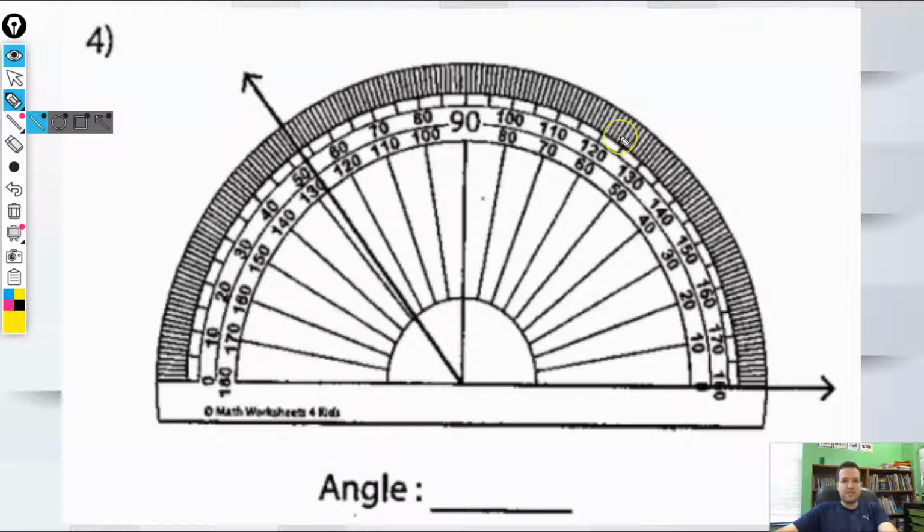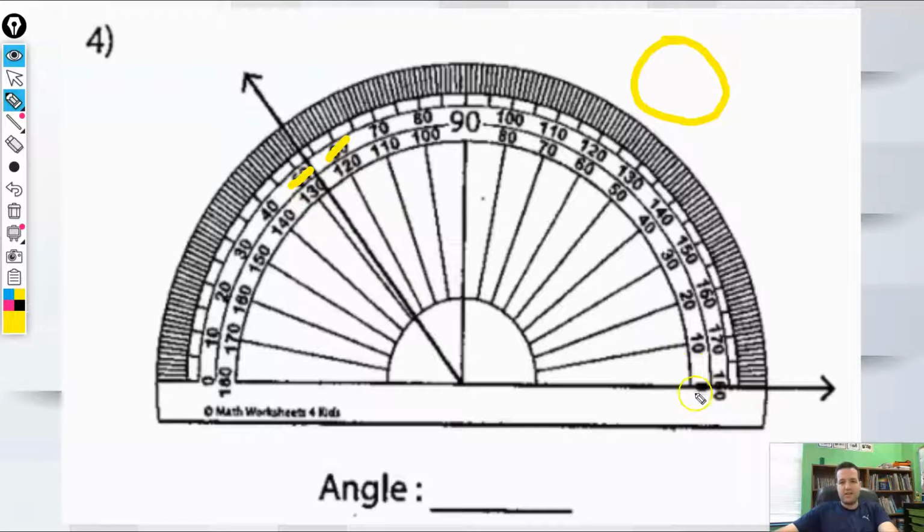So first things first: acute, right, obtuse, or straight. We would say that this is an obtuse angle measurement. And I noticed that it's in between either 50 and 60 or 120 and 130. It can't be 50 and 60 if it's truly obtuse, right? So I know it's in between 120 and 130.